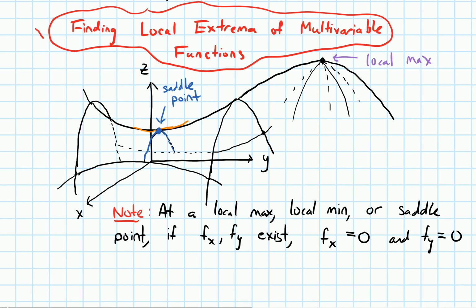Hopefully I can see that in this picture at this local max and at the saddle point. If we were to draw the tangent line purely in the x direction at either of them, or the tangent line purely in the y direction at either of them, those tangent lines would be flat.